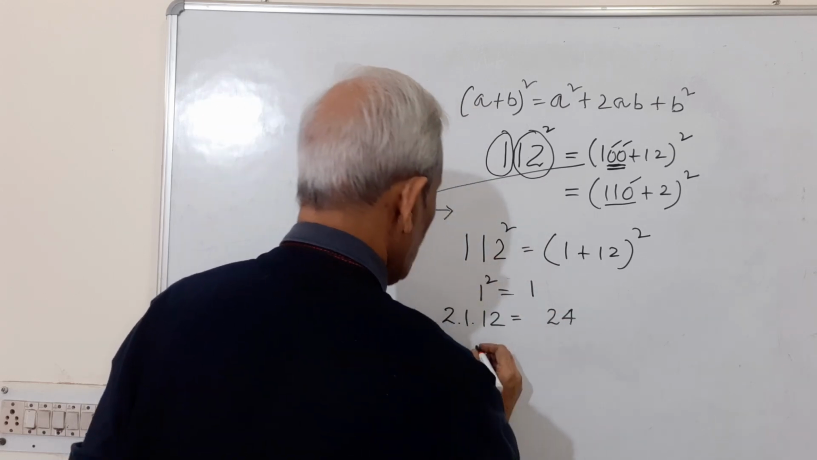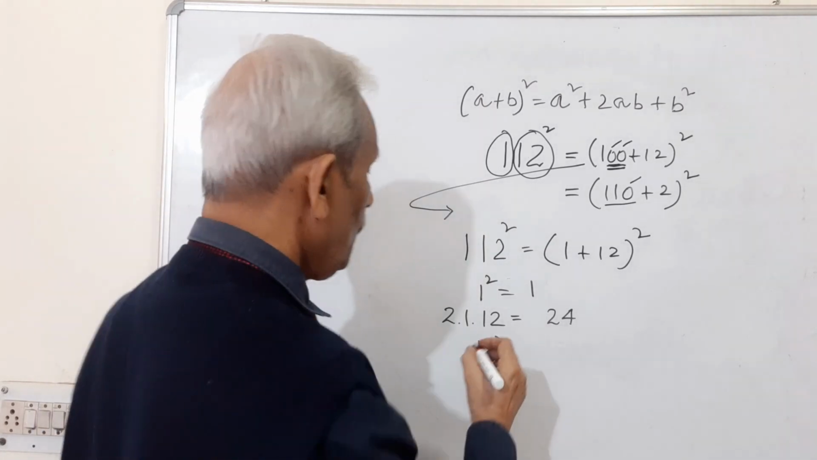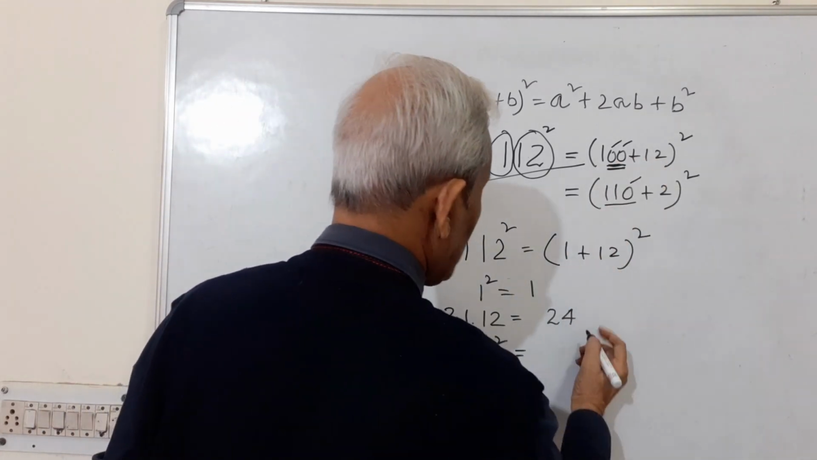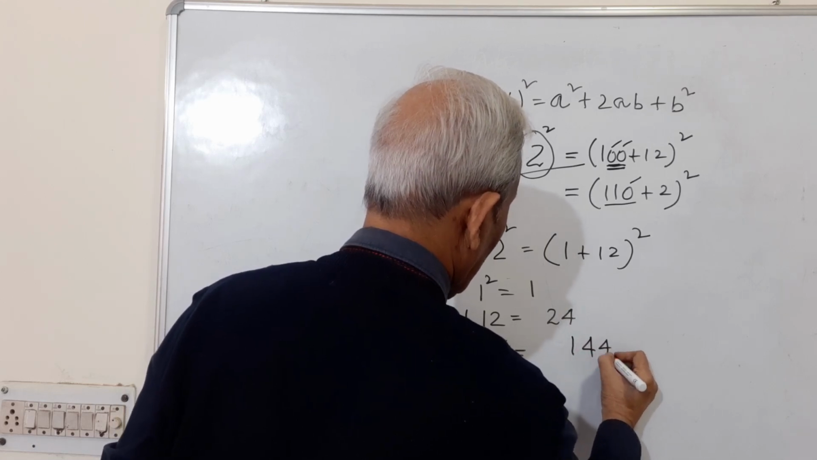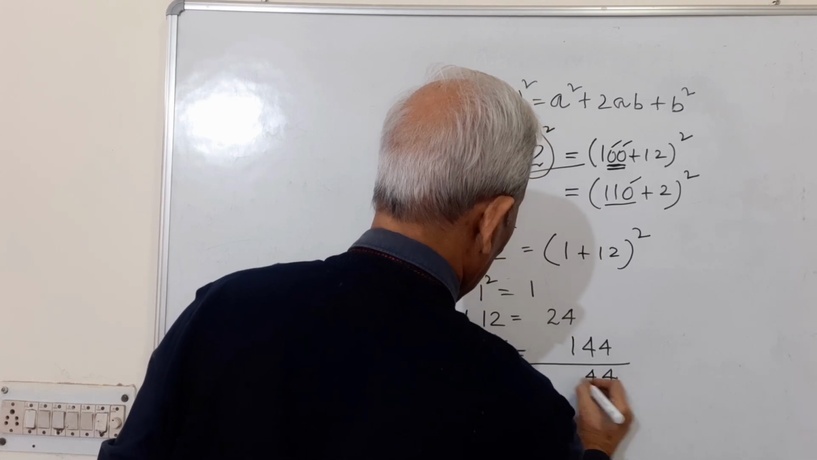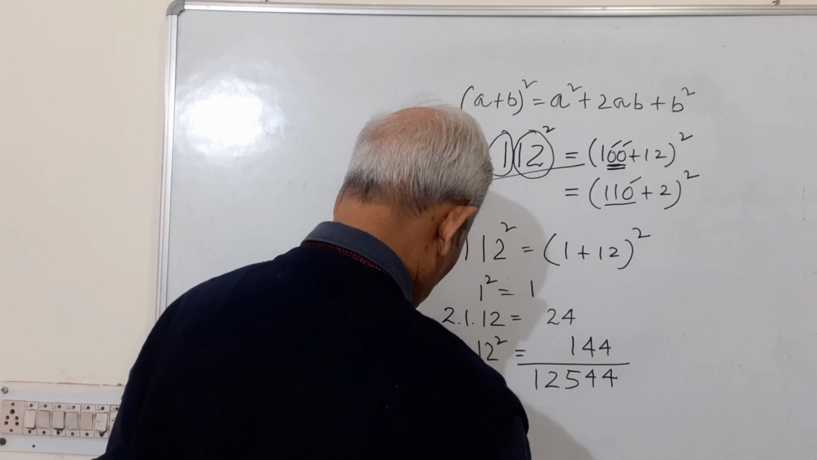And then 12 square is equal to 144 and you have to shift by 2 spaces. So write 1 here and 44 here. Answer is 1, 2, 5, 4, 4.